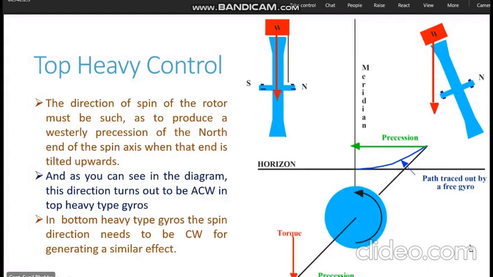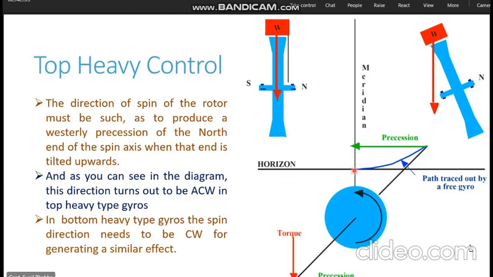Now looking at this diagram, it becomes very easy to understand why this top heavy control is used in the gyros which are spinning anti-clockwise. The reason is that the direction of spin of the rotor must be such as to produce a westerly precession of the north end of the spin axis when that end is tilted upwards.